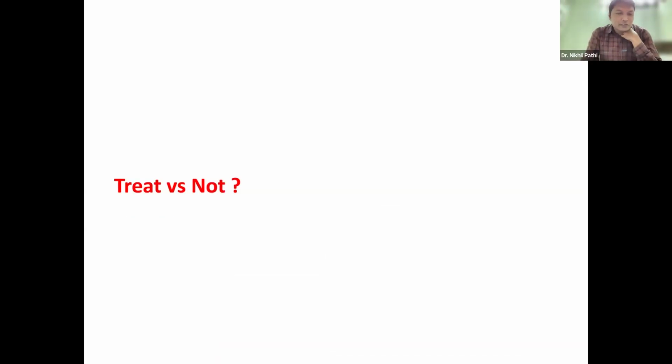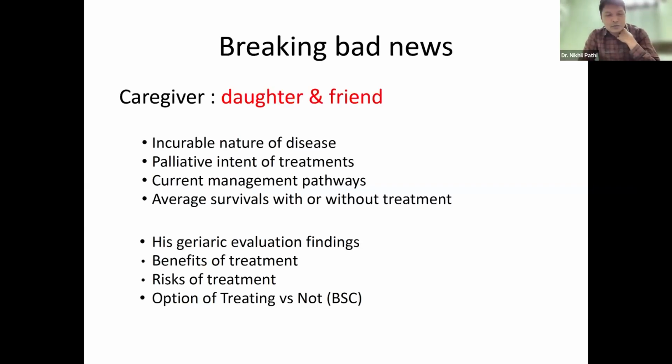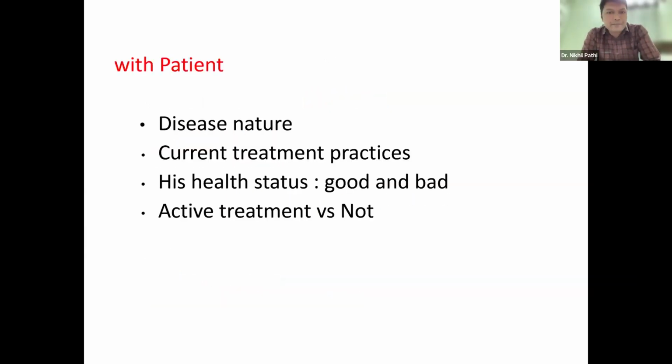So I think treat versus not was a greatly difficult question for us. So we discussed this initially with his daughter, who is a doctor, and a friend who accompanies him. We discussed the incurable nature, the palliative intent of treatment, what this disease demands in terms of treatment, the outcomes with or without treatment, his assessment findings, what we are going to achieve with treatment, the toxicities or side effects of treatment, and the option of not actively treating versus doing only symptomatic supportive care.